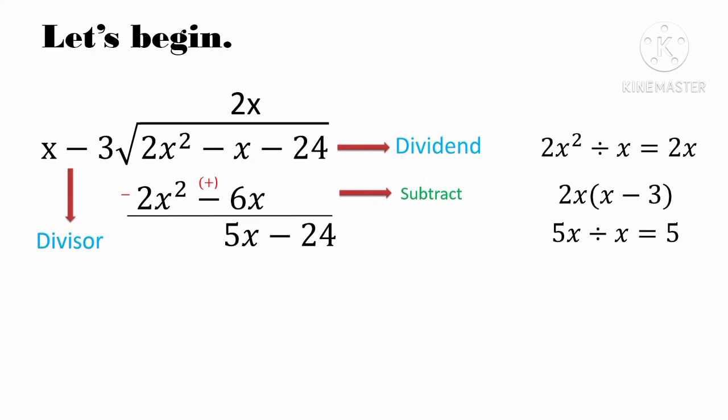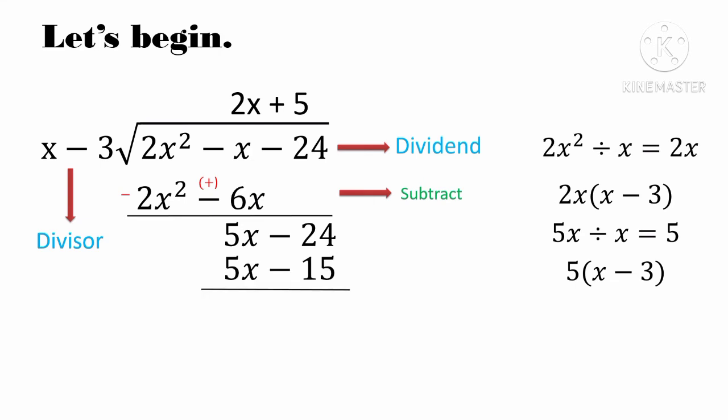5x divided by x, we have 5. So, multiplied by the divisor, 5 times the quantity of x minus 3. 5 times x is 5x. Then, 5 times negative 3 is negative 15. Again, subtract or pwede change the sign automatically. 5x minus 5x, so that is 0.